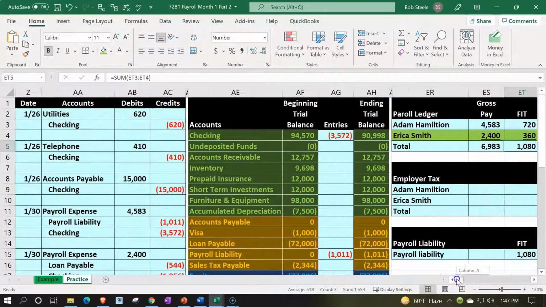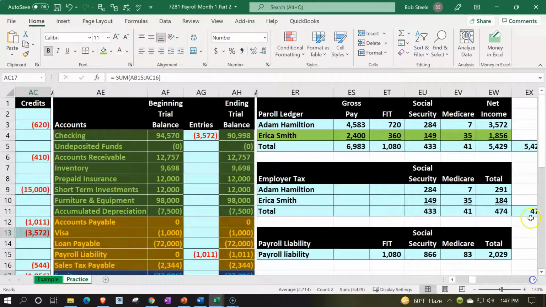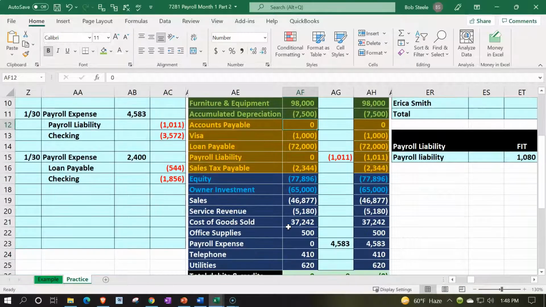And then if I add these two together, that's going to add up to the 5429, which adds up to the 5429 over here as well. So that's done. Let's go ahead and post it out. Let's do some posting. Did I post it yet? I don't think I did. So we're going to do this one.